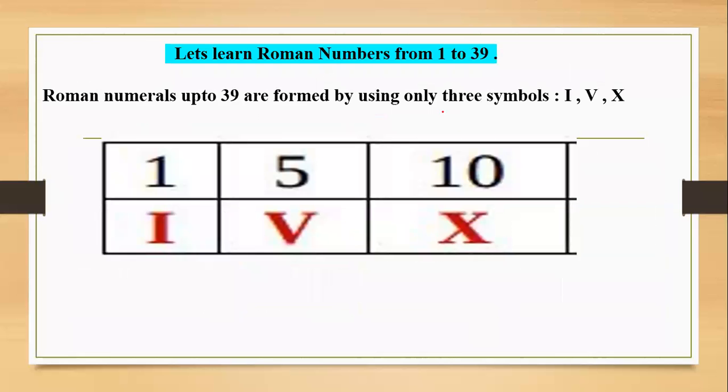Now let's learn the Roman numbers from 1 to 39. Roman numerals up to 39 are formed by using 3 symbols, that is I, V, X. Here the I is representing 1, V is representing 5, and X is representing 10. You have to learn the symbols and their numbers also.